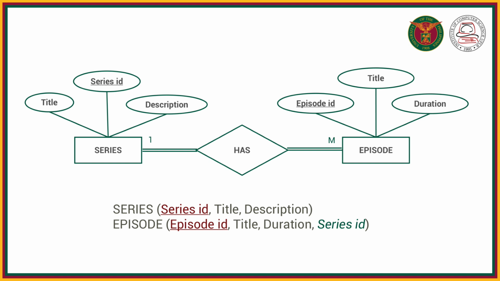So we have here a relation series, and our attributes, we have series ID which is our primary key, title and description, and then we have another entity represented in this relation episode: episode ID, title, and duration. And then nagdagdag tayo ng isa pang attribute which is the series ID. And as you may notice, itong series ID na ito is the primary key of our series relation. So itong series ID na nandito sa loob ng episode relation is also called as a foreign key. So this references the primary key of series to show the relationship of these two.